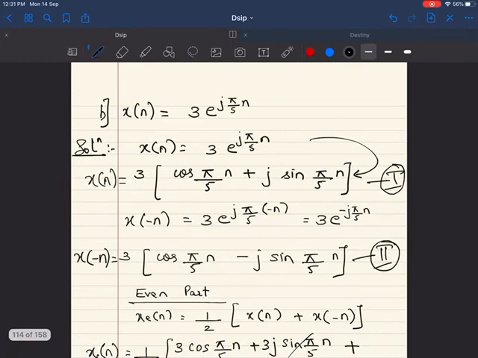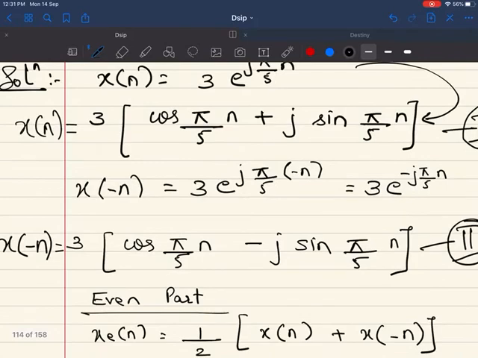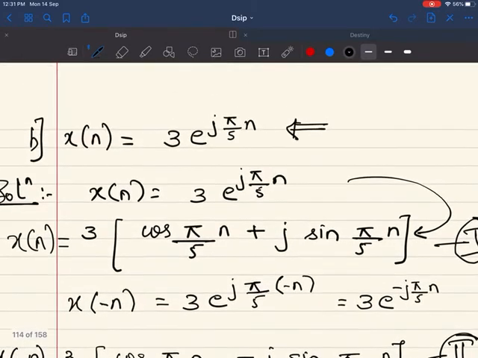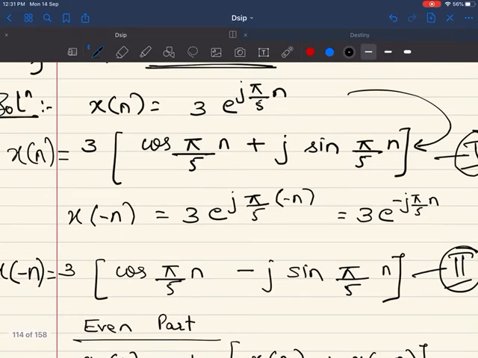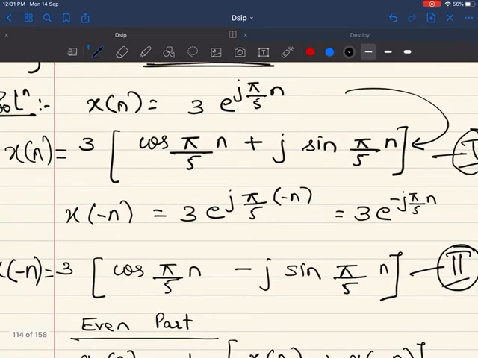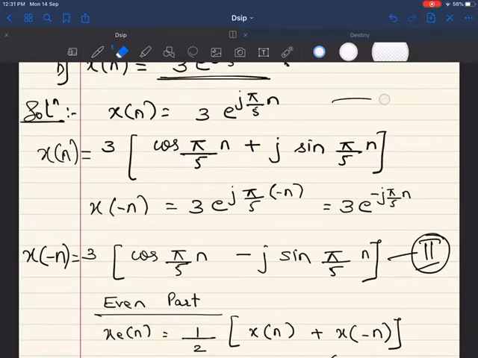Let's look at the next numerical. This is the question given to me. x of n is equal to 3 into e raised to j pi by phi n. This 3 e raised to j pi by phi n can also be written in trigonometric form as cos pi by phi n plus j sin pi by phi n. Let's name this as equation number 1.